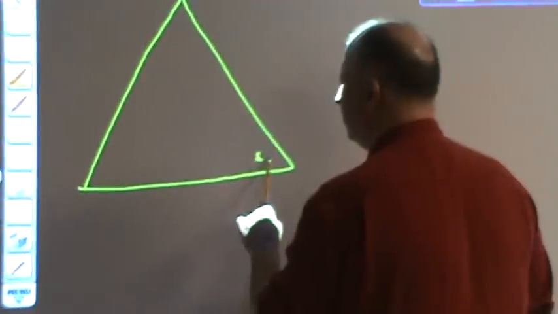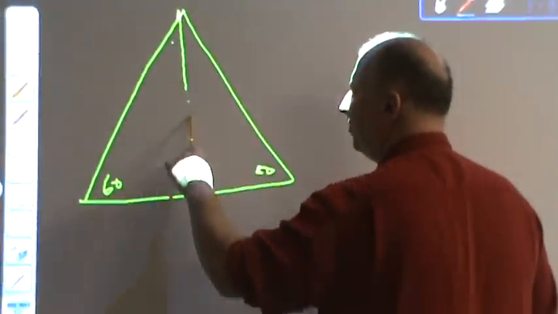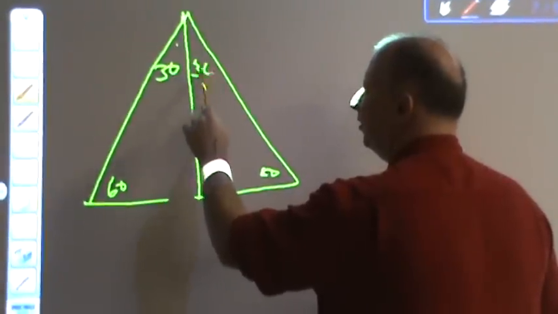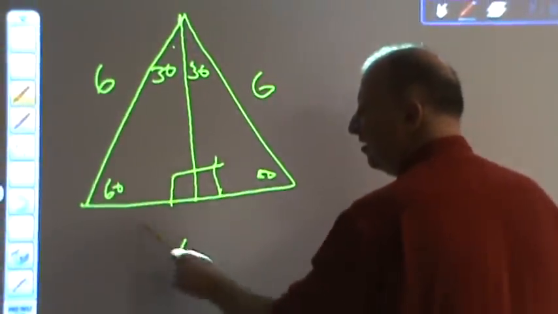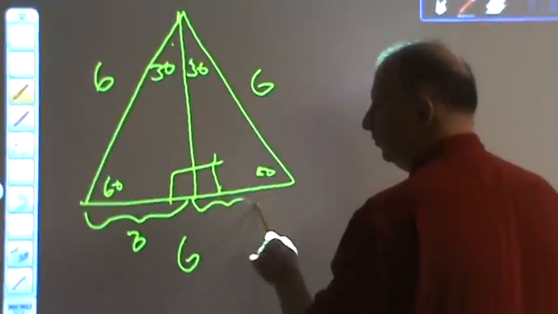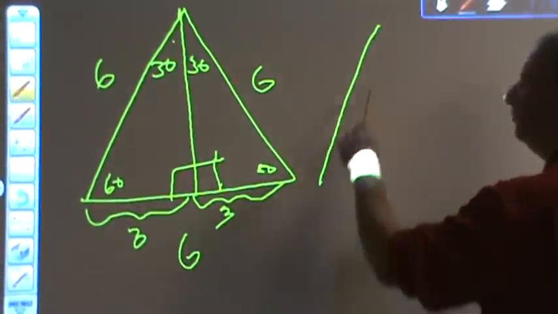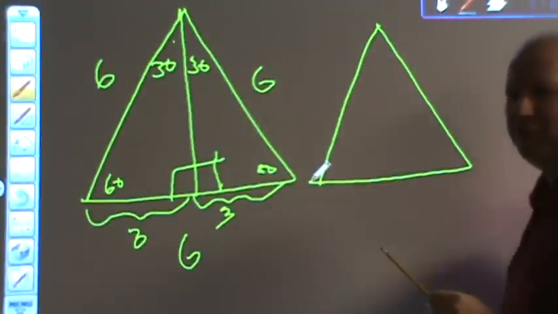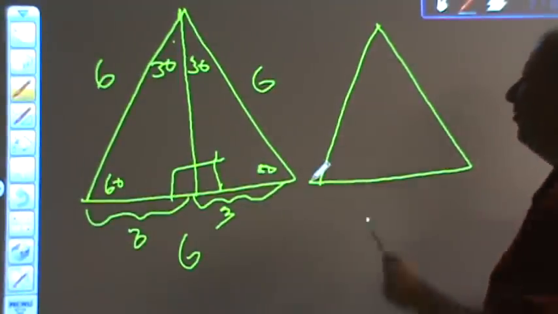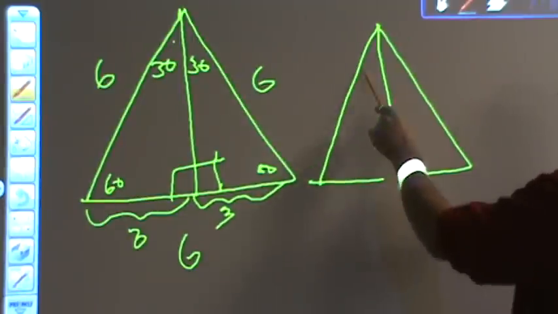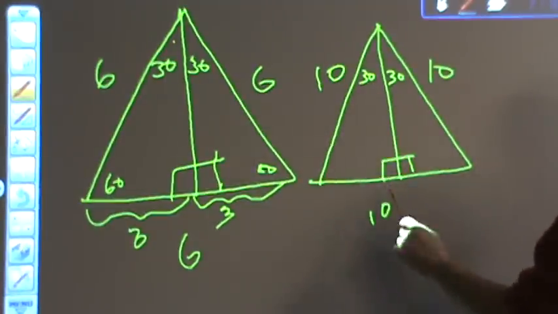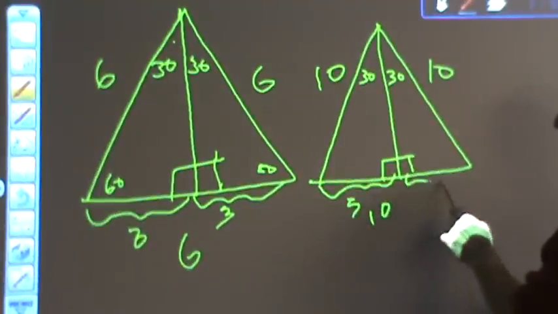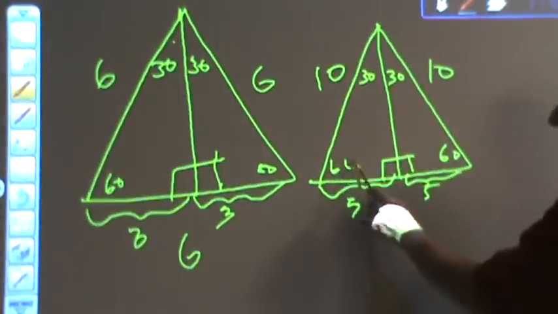Let's go through that again. 60, 60, and if I drop this down in altitude, this is 30, and this is 90. So if this is 6, and this is 6, and this is 6, each one of these is 3. Again, I'm a great believer in overkilling it. My students will say that all the time. Okay, let's say this is 30, this is 30, and this is 10. Well, if this is 10 with a right angle, then this is 5, and this is 5. Don't forget this is 60 and 60.